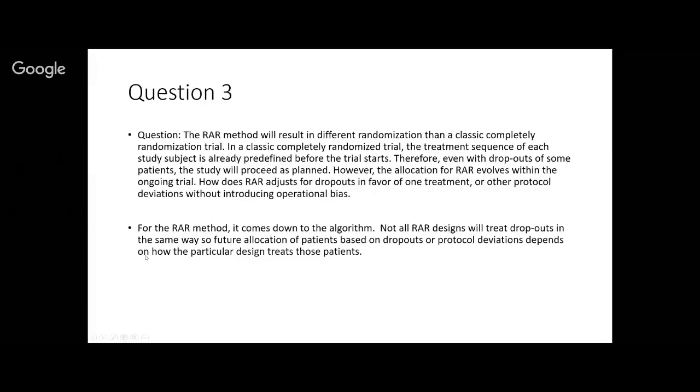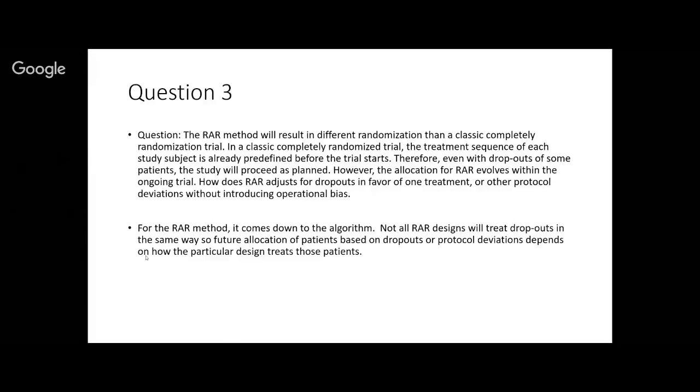Third question: the RAR method will result in different randomization than a classically randomized trial. In a classically randomized trial, the treatment sequence of each subject is already predefined before the trial starts. Therefore, even with dropouts of some patients, the study will proceed as planned. However, the allocation for RAR evolves within the ongoing trial. How does RAR adjust for dropouts in favor of one treatment or other protocol deviations without introducing operational bias?